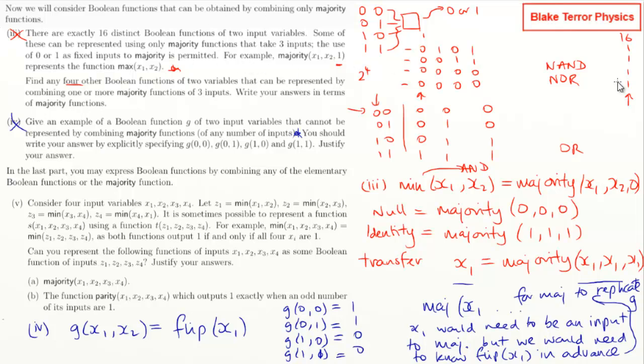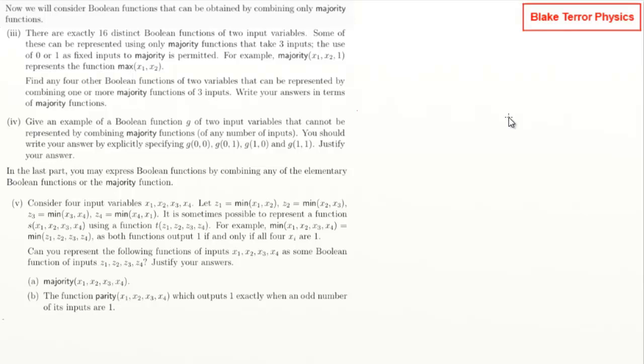Right, let's get a fresh sheet up for the last part, because that's really cluttered up. Part 5, consider 4 input variables, x1 to x4. Let z1 be the minimum of those two, z2, z3, z4. So we've paired them off, or some of the pairs anyway, and taken minimums. It is sometimes possible to represent a function s with those 4 inputs using a function t with the z inputs. For example, min of x1, x2, x3, x4 is min of the z's, as both functions output 1 if and only if all 4 x's are 1.